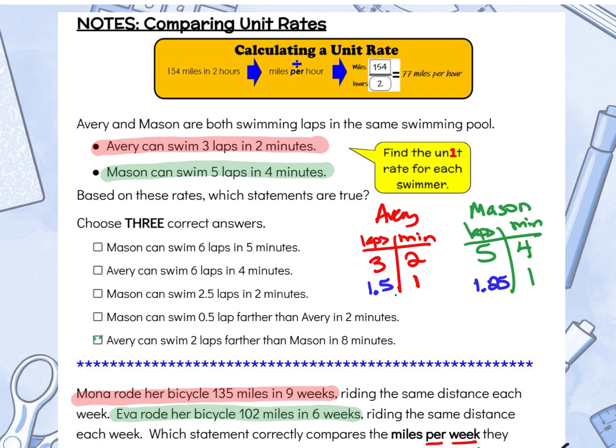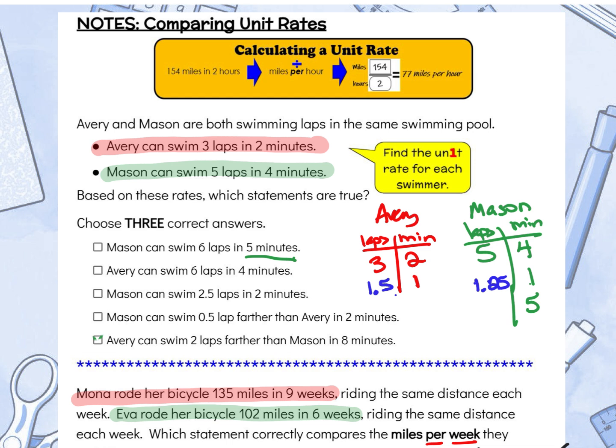We are looking for 3 correct ones. First off, Mason's. We're going to use his T-chart. Mason can swim 6 laps in 5 minutes. Okay, is that true? Let's see. So right now we have 4 minutes or we have 1 minute. We're talking about 5 minutes here. So let's just add that to our table.